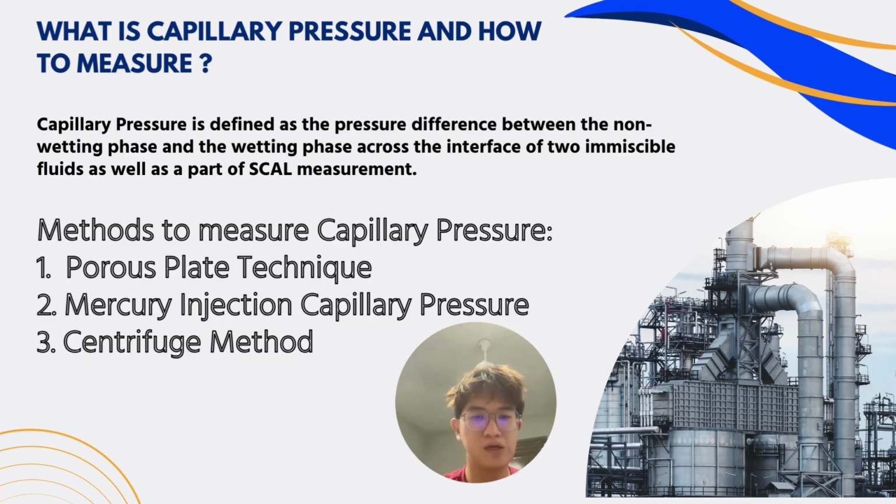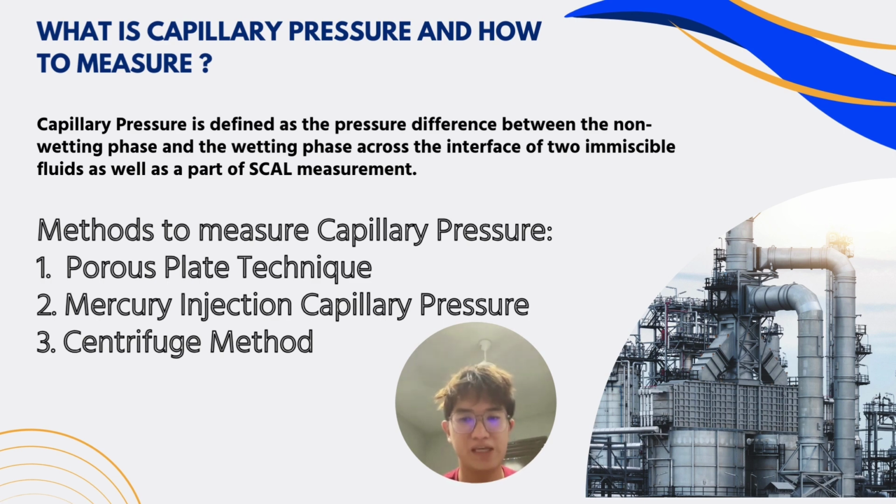So what is capillary pressure and how to measure capillary pressure? Capillary pressure is defined as the pressure difference between the non-wetting phase and the wetting phase across the interface of two immiscible fluids, as well as the part of scale measurement. There are three types of methods that we have proposed to measure the capillary pressure. The first one is the porous plate technique, followed by mercury injection capillary pressure, and lastly the centrifuge method.